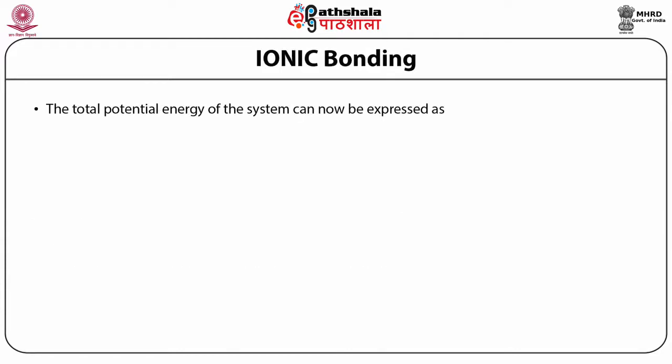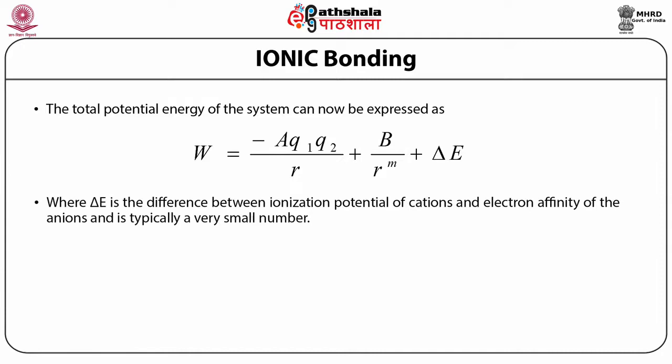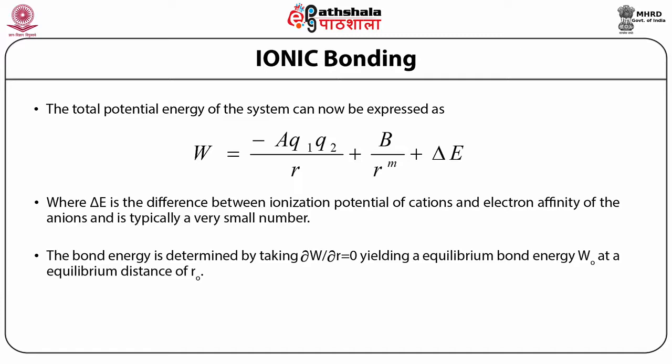Thus, the total potential energy of the system can now be expressed as W is equal to minus A Q1 Q2 by R plus B by R to the power M plus delta E, where delta E is the difference between the ionization potential of cations and electron affinity of the anions, and is typically a very small number. The bond energy is determined by taking dW by dR equal to zero, yielding an equilibrium bond energy W naught at an equilibrium distance of R naught.